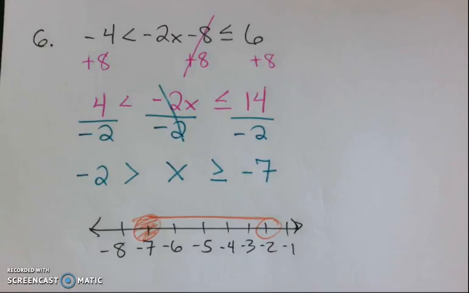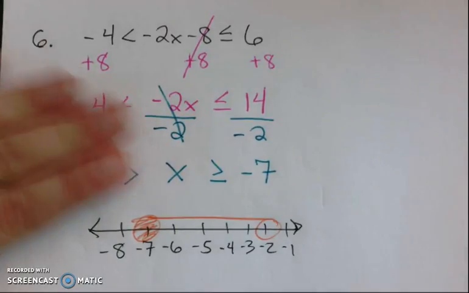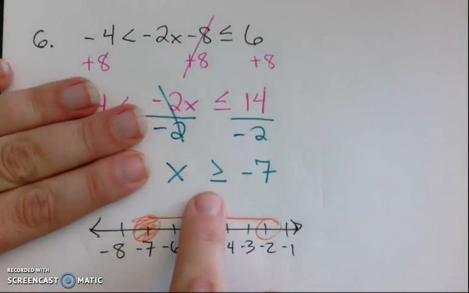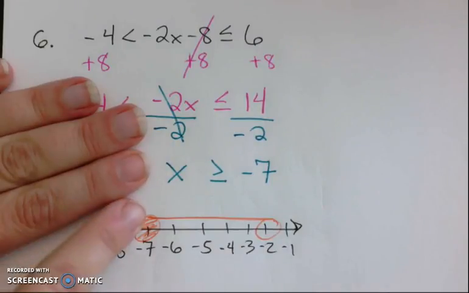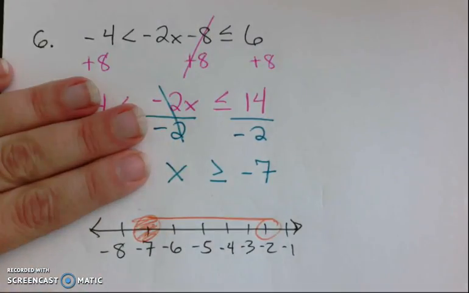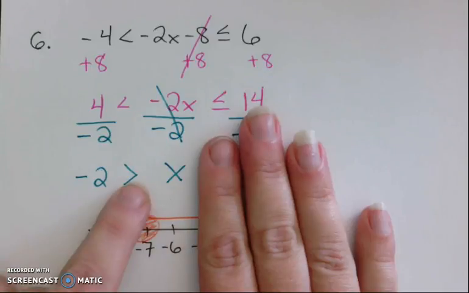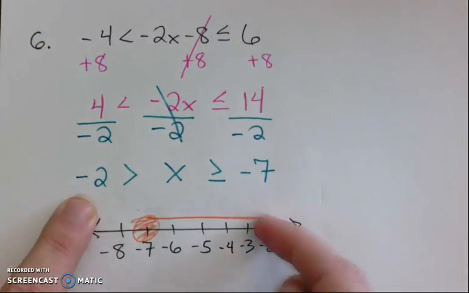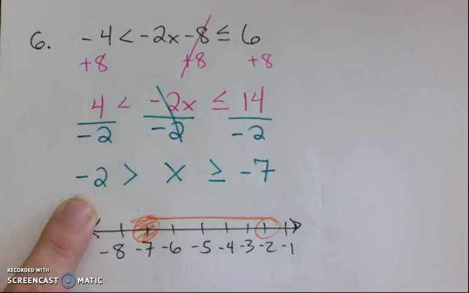Now I'll prove it to you that it always works. So look at this. This says x is greater than or equal to -7. See, it's going to the right. This says x is less than -2, going to the left. So it does work out for you.